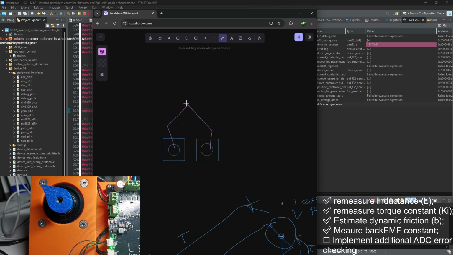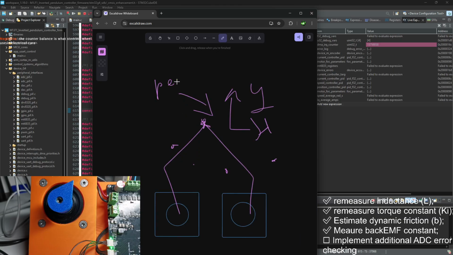So this will be a SCARA robot, like XY, and we will move it between different points. Maybe we will put a pencil here, and we will draw something funny. We will see, we will see.